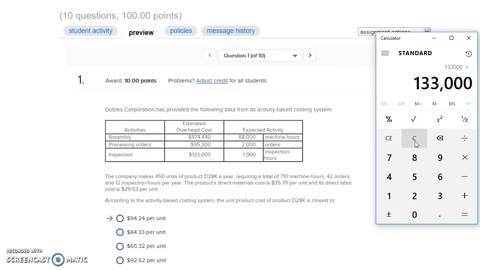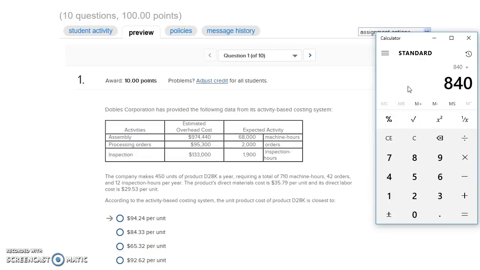And then for inspections, we anticipate $133,000. And we're going to have 1,900 inspections. So per inspection, it's going to cost us $70. And we're going to have 12 inspection hours per year. So I'm going to multiply that by 12. So $840.